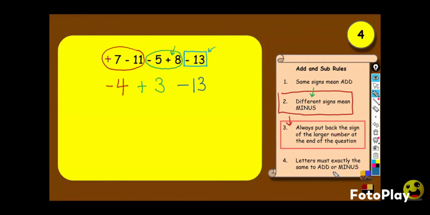So we end up with 3 items now, but our brain can only process how much at a time? 2. So we have another pair here. Let's pair up these 2, and the minus 13 still has no friends. Minus 4 plus 3.